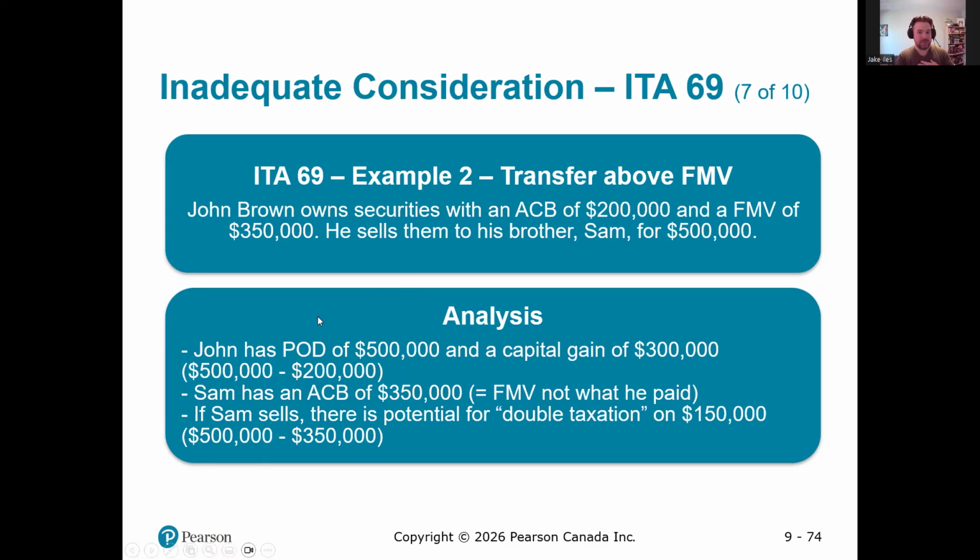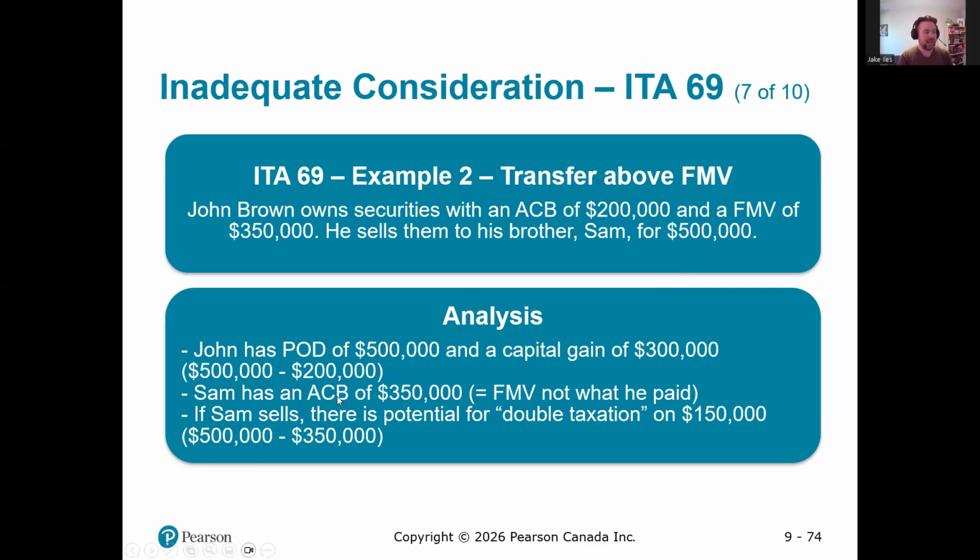So my proceeds as the person selling is going to be the higher number. Since I've received $500,000, those are the proceeds. And the capital gain will be $300,000. My cost base of 200 is the difference between my cost base and the proceeds I've received. So capital gain, $300,000, taxable capital gain of half of that, $150,000. So big jump in my income.